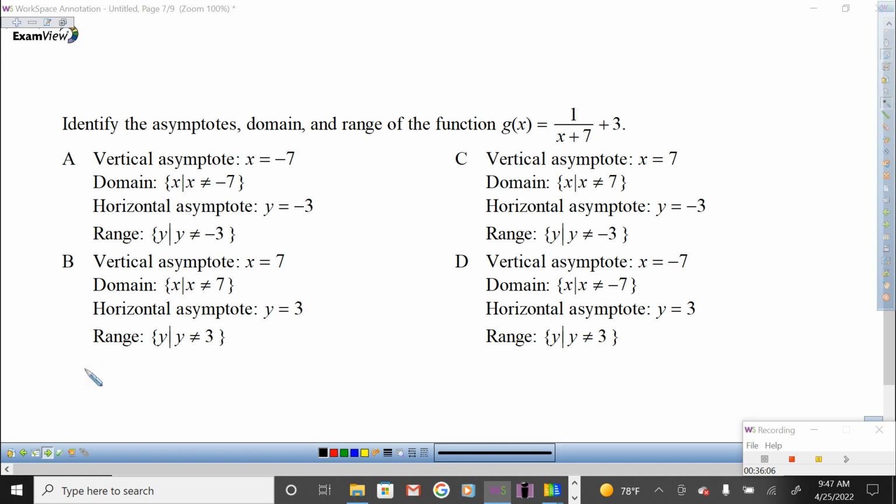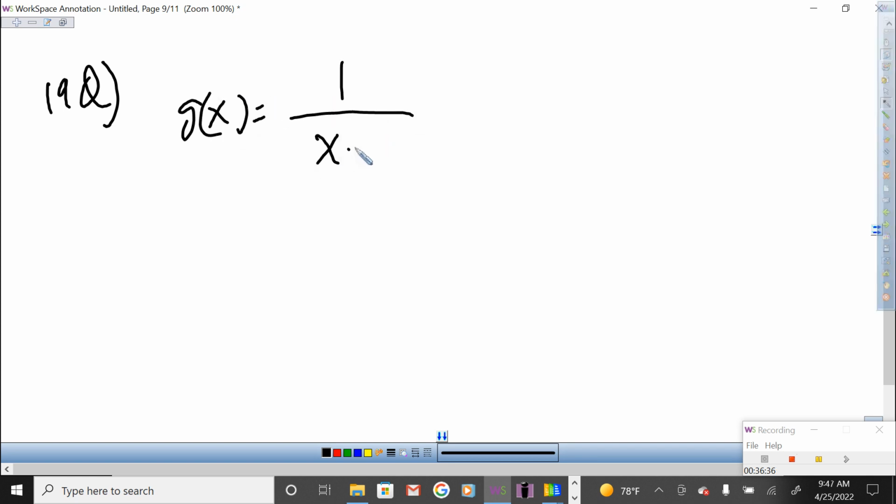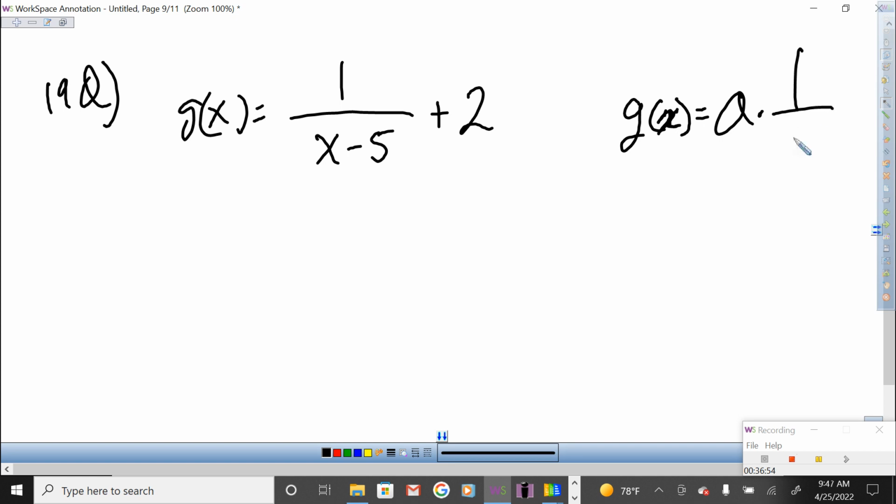Identify the asymptotes, domain, and range of the function g of x equals 1 over x plus 7 plus 3. Before we do this one, on your Cornell notes, copy this down. So example 19 cubed. We're going to write g of x equals 1 over x minus 5 plus 2. So, just so that we remember what this looks like, the general rule was g of x equals a times 1 over x minus h plus k.